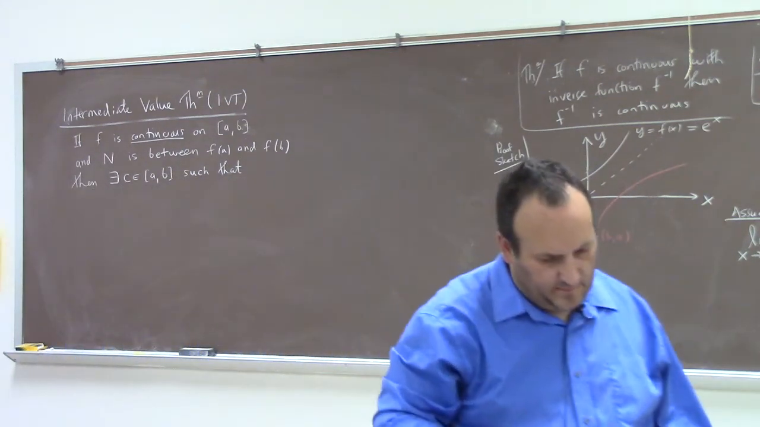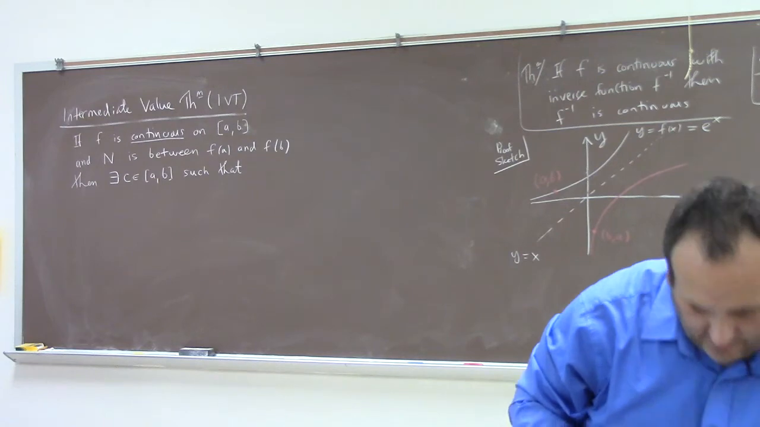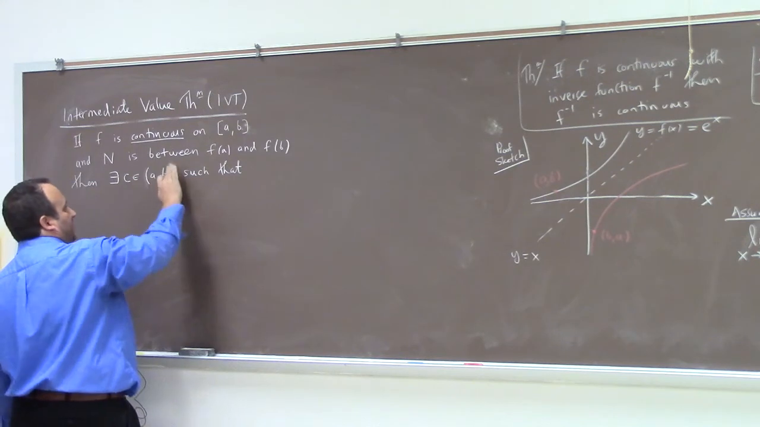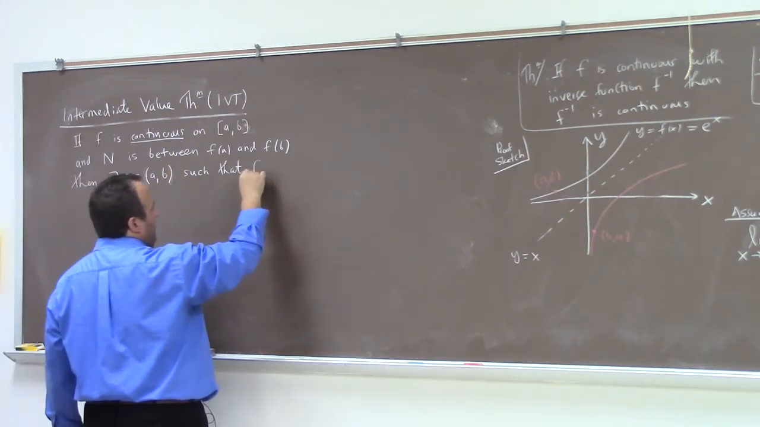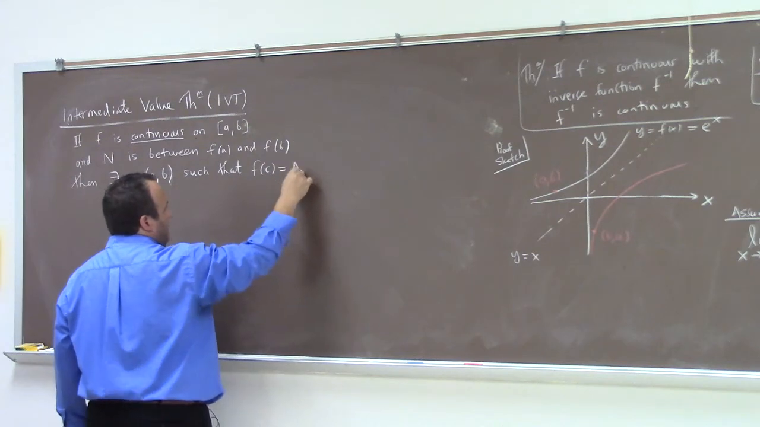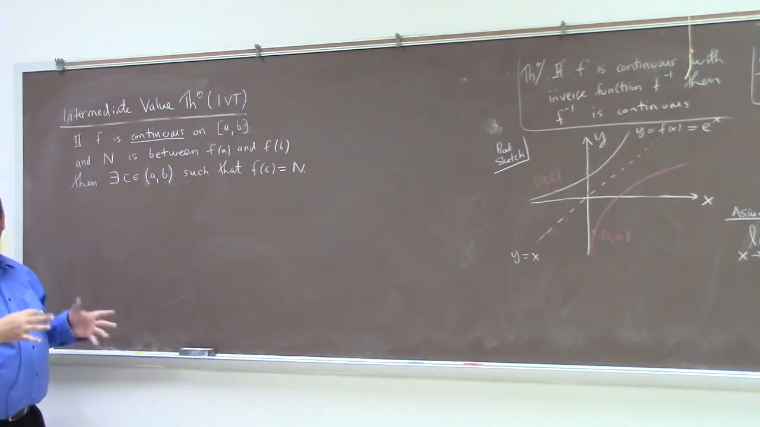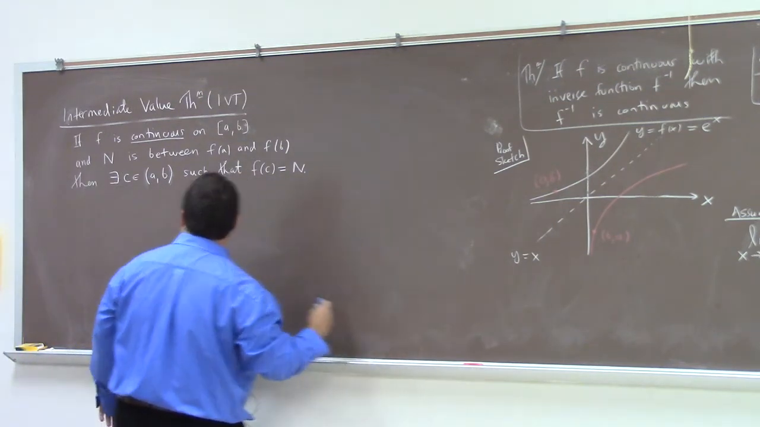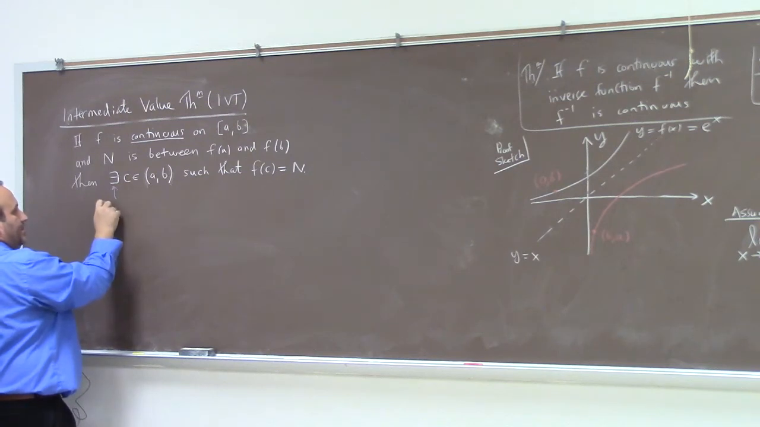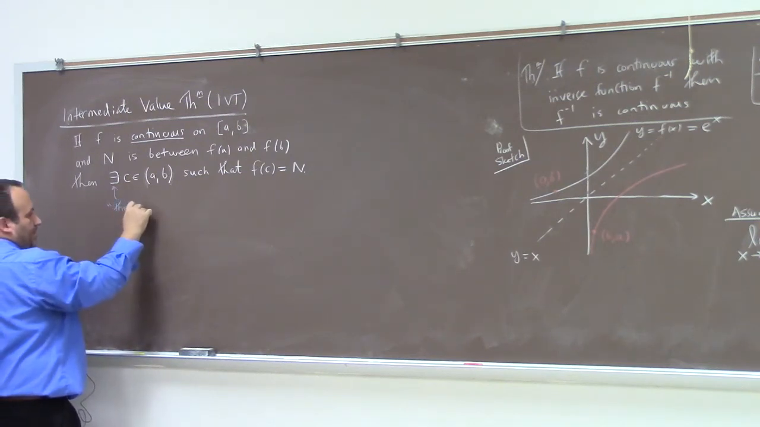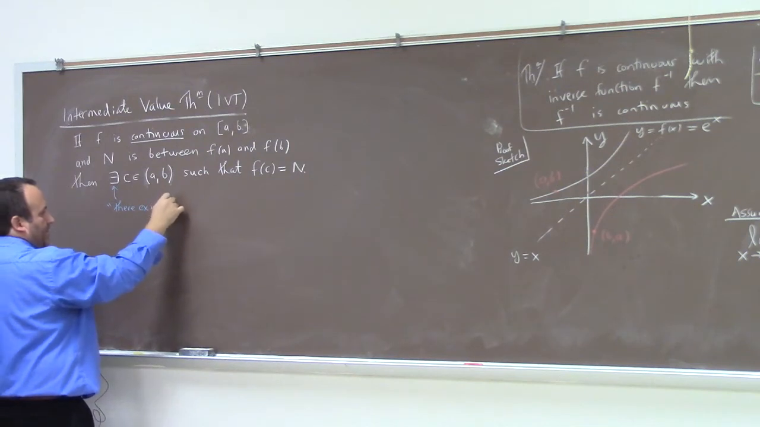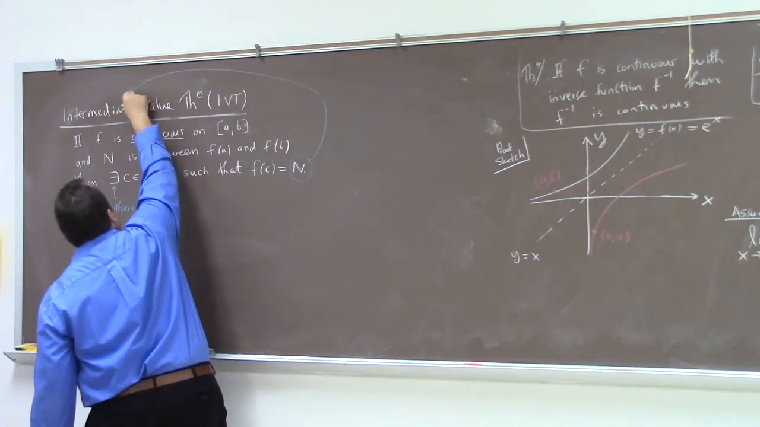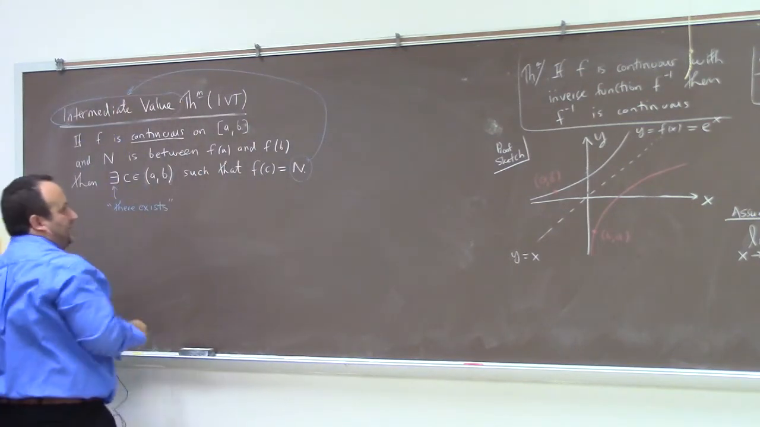One moment. I'll say open interval from A to B. C in the open interval from A to B. I knew that felt wrong. Open interval from A to B, such that f of C is equal to n. N is that intermediate value we're talking about. So this n right here is the intermediate value that's being named in the theorem.